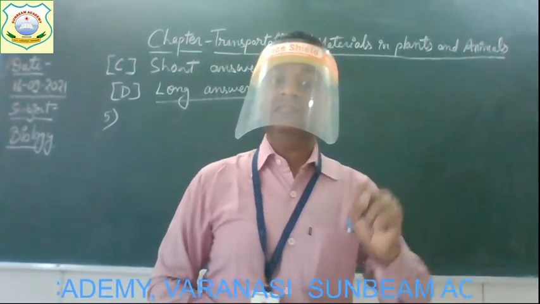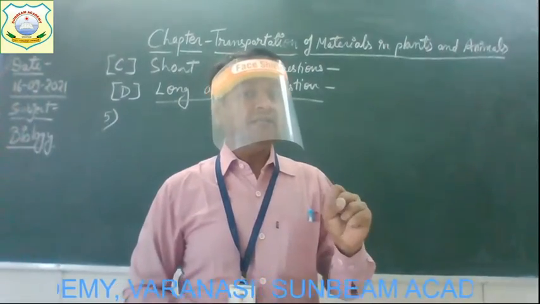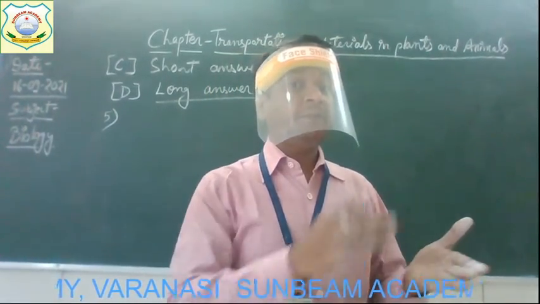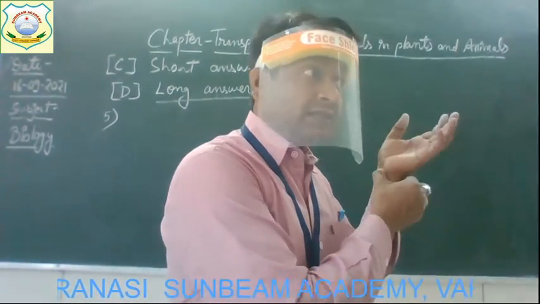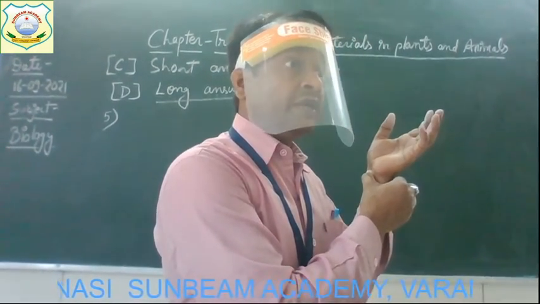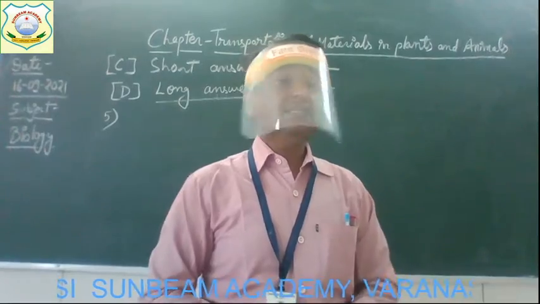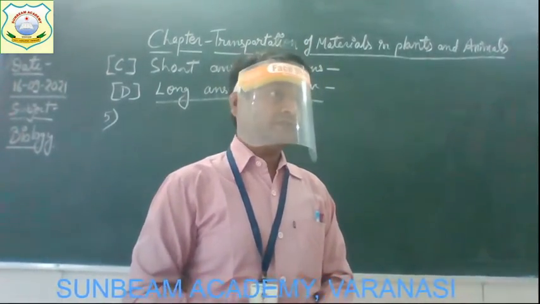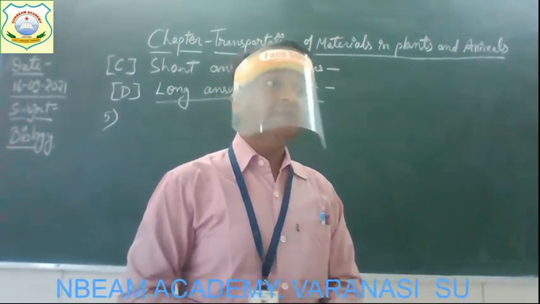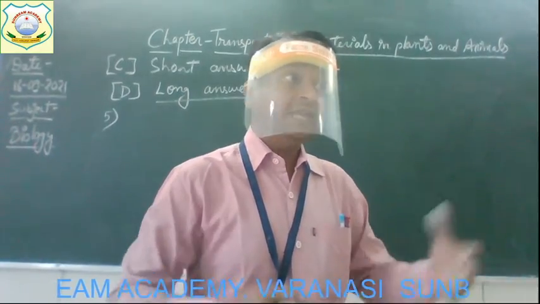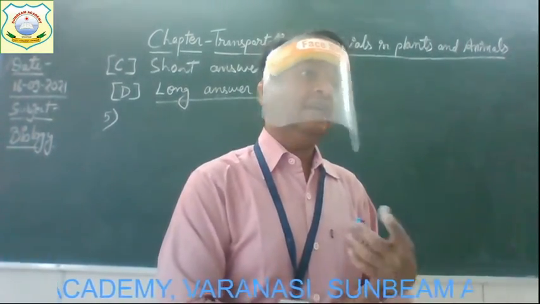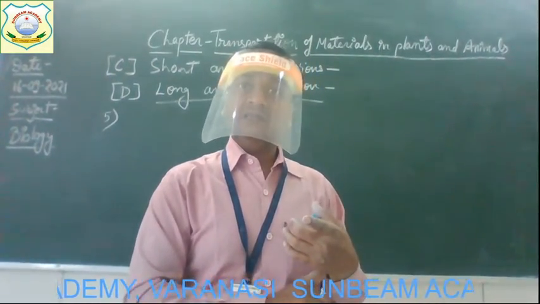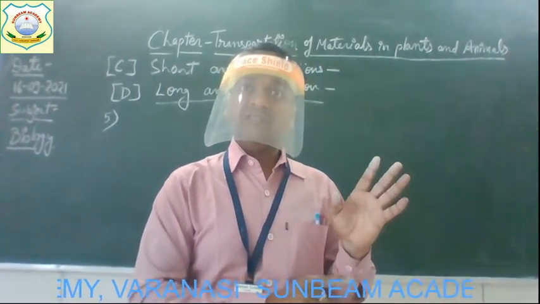And the third difference: the pulse can be felt in arteries. We can feel the pulse easily by throbbing, but the pulse cannot be felt in veins because at that time the pressure is very less. So we cannot feel it, but we can feel the pulse in the arteries. Okay, understood the third difference?